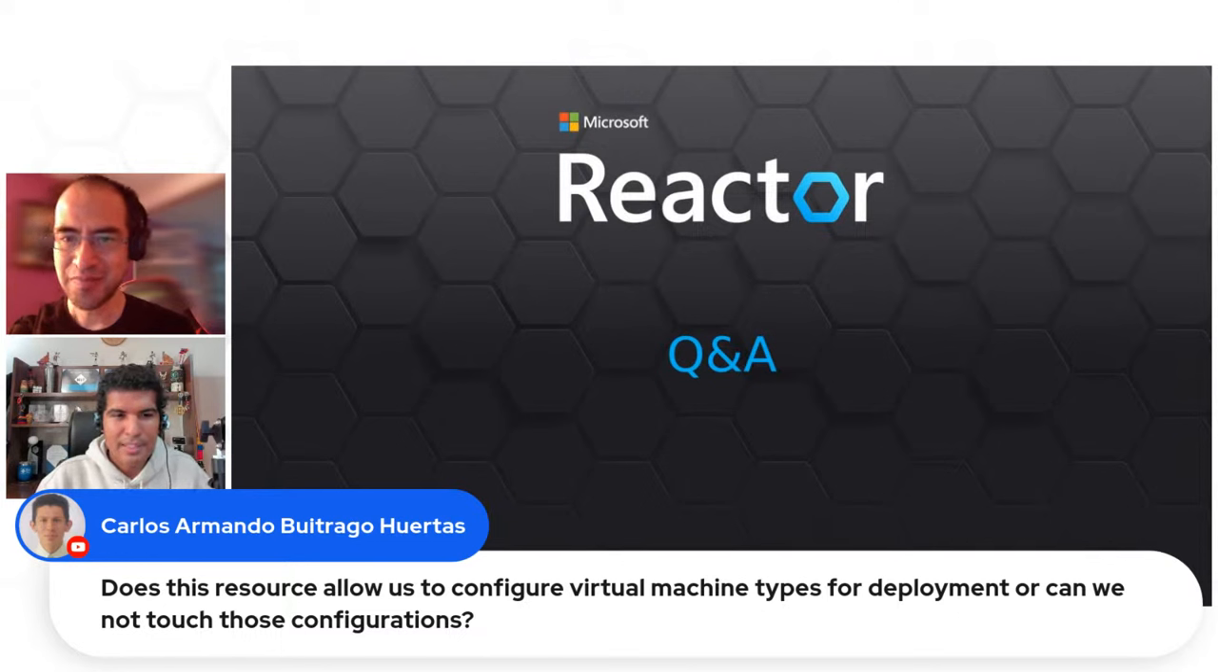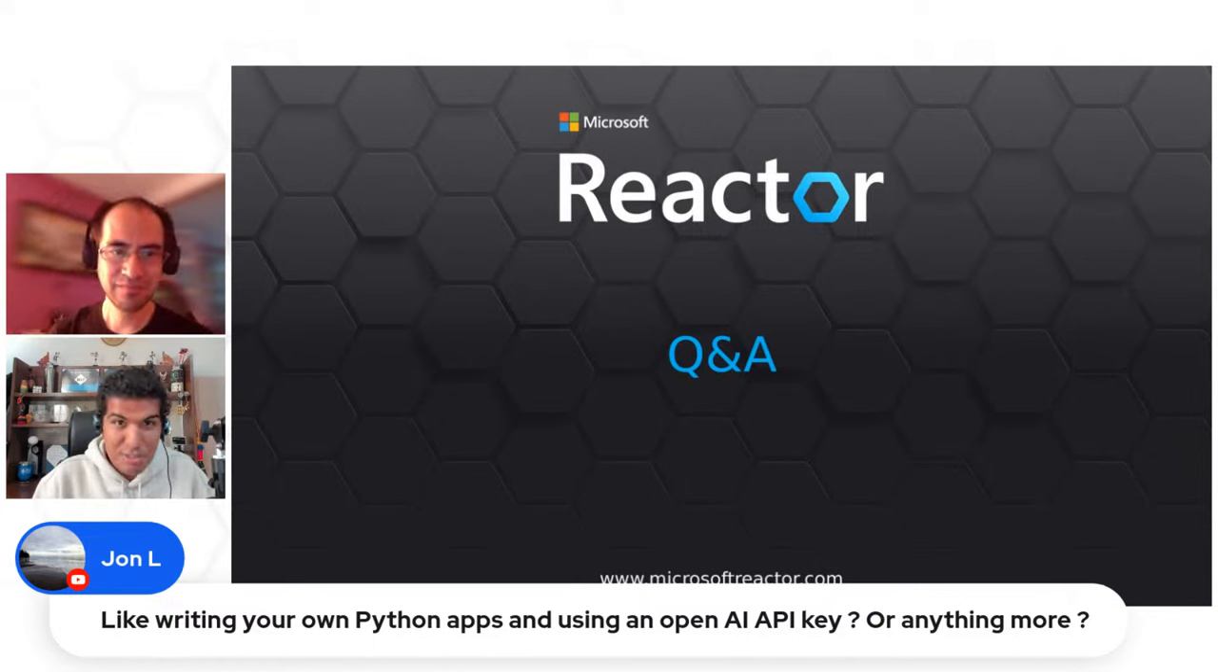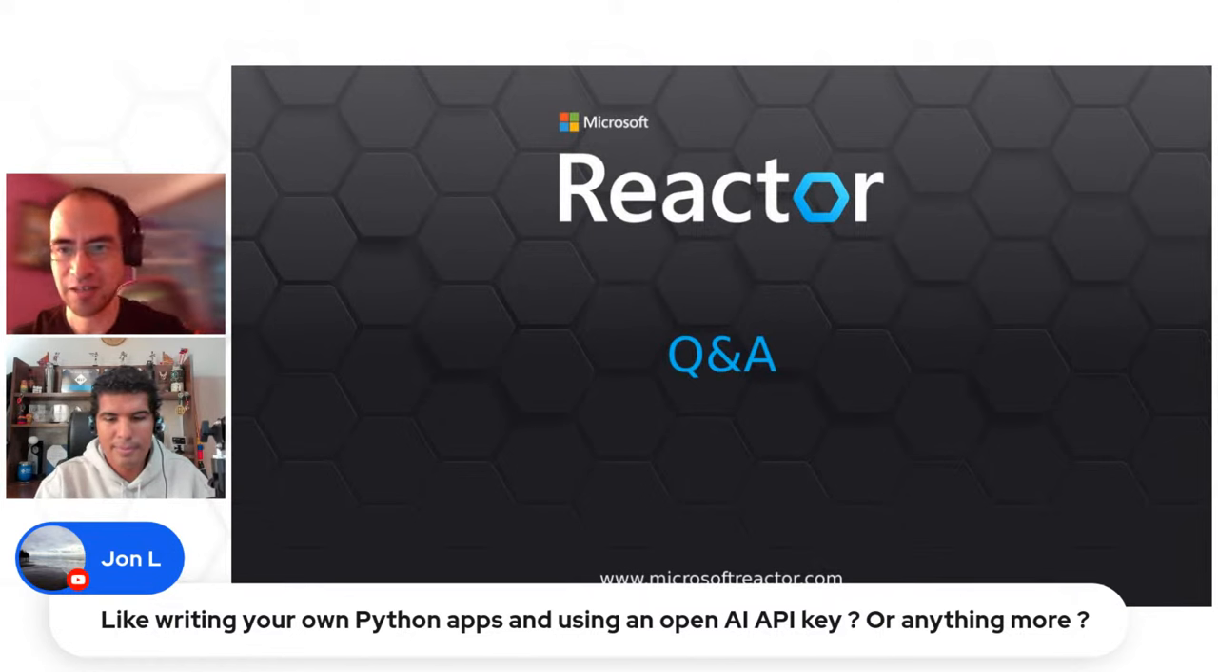Okay, thank you. Next question, writing your own Python apps and using an API key and more. Yes, you can do that. When you get the code from OpenAI Studio, you can write, actually not only in Python or C#, you can use any other language, PHP for example. In a general way, you just need the endpoint, the key, the region, and the model name. Yes, you can send a request. But the advantage of Python and C# is that there are already libraries to simplify sending a request, consuming the service, and so on.